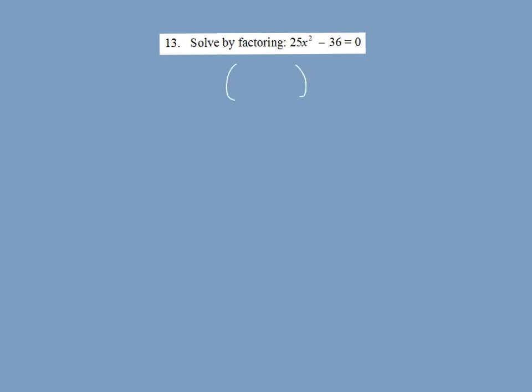I have 2 sets of parentheses, a plus in one, a minus in the other. I take my 25x squared and I rip it into 5x and 5x. Remember, you take the square root of 25, which is 5, the square root of x squared, which is x, throw those in the front. And then you take your 36 and you rip it into 6 and 6, which is really just the square root of 36. And this whole thing is equal to 0.